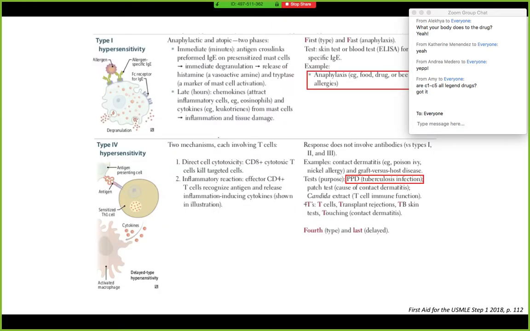I've also clipped in a lot of references from First Aid. So I have a paper copy of 2020, but the most recent PDF I have is 2018. So if somebody has a more recent copy that they'd like me to use, if you want to email it to me, I'd be happy to use that in the future. But for right now, I'll be referencing 2018. So I think you guys just had a test on this, but just take a second to review type 1 versus type 4 hypersensitivity.